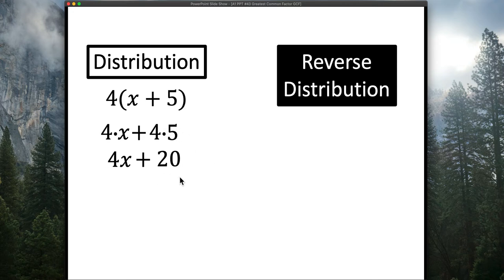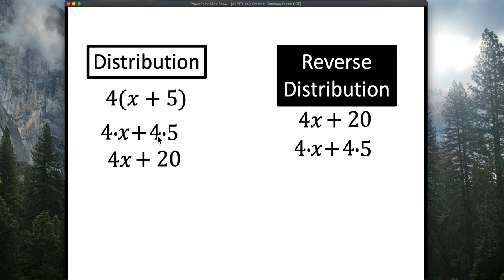Now, with factoring out a greatest common factor, we're going to do this process in reverse. We're going to start with the 4x plus 20, and then break it back apart so that we get the 4 times the x plus 5 again. Your problems are now going to start off looking like this binomial right here. You just have to figure out the biggest number that goes into both 4 and 20, and that's 4. So 4x breaks apart into a 4 times x, and 20 breaks back apart into a 4 times 5.